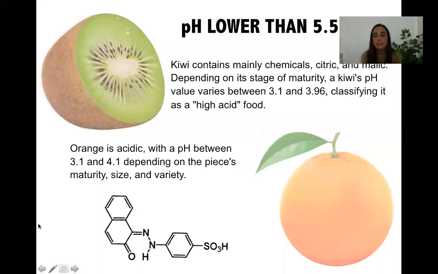Acidic foods have a pH lower than 5.5. Kiwi contains mainly the chemicals citric and malic acid, depending on its stage of maturity. A kiwi's pH varies between 3.1 and 3.96. It's a high acid food. The orange is acidic too, with a pH between 3.1 and 4.1, depending on the species, size, and variety.